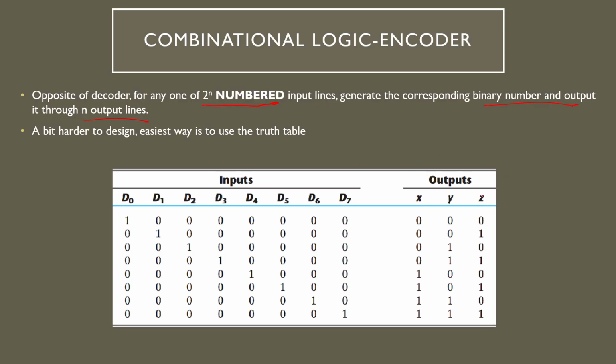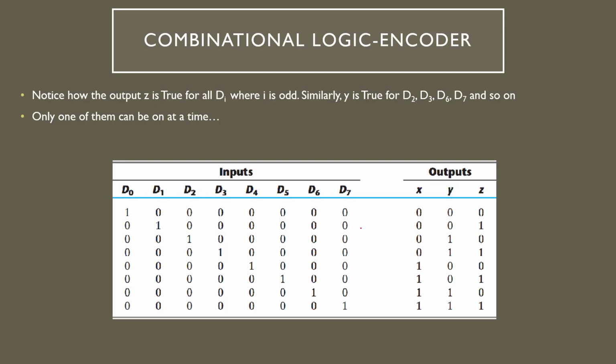But if you stare at this hard enough, you will notice that Z is 1 for every odd number D of 1. So D equal to 1, D equal to 3, D equal to 5, D equal to 7. And you might think, well, I know only one of these can be on at a time. So if I just use an OR gate, and I OR D1, D3, D5, D7, then when any one of these is on, I know that Z will be 1. Well, mission accomplished. Similarly, you can figure this out for Y and for X. And once we do that, we can achieve this.